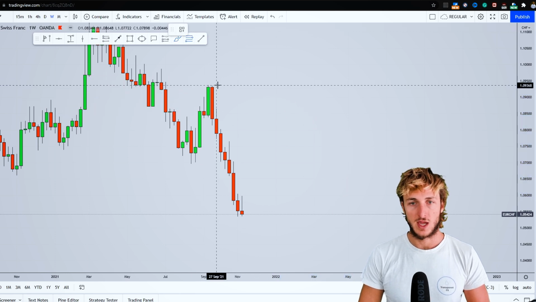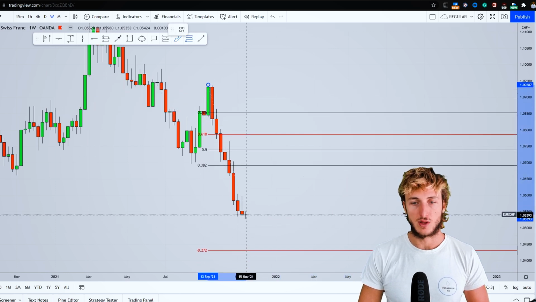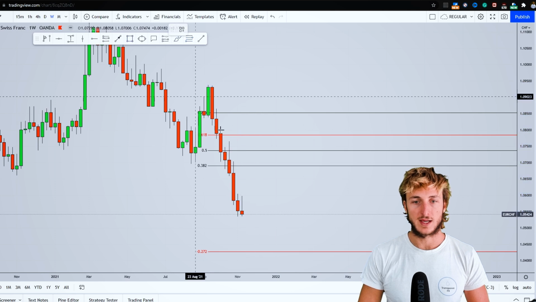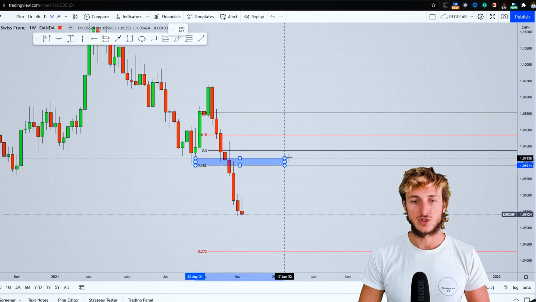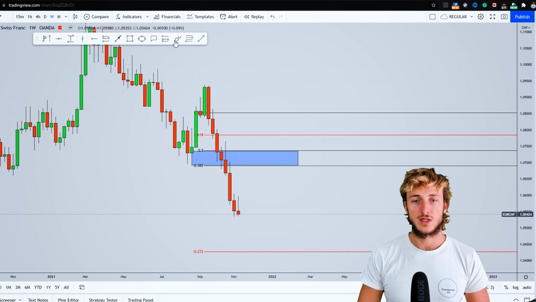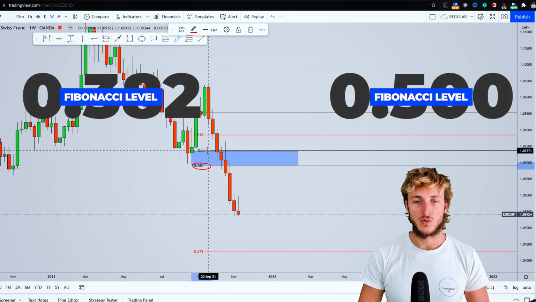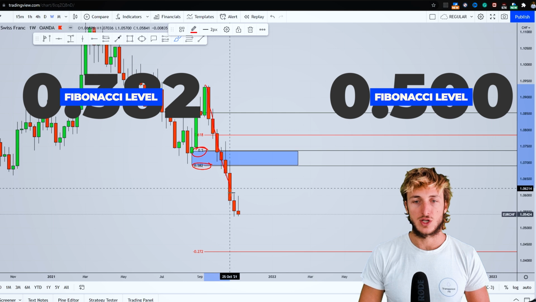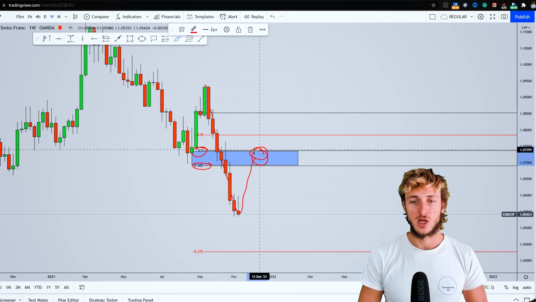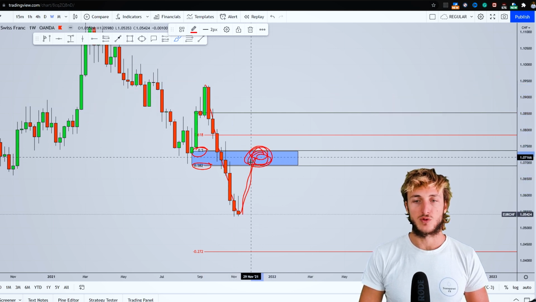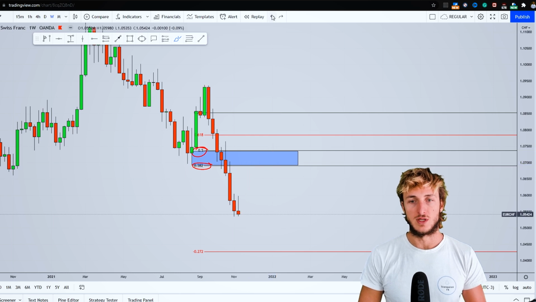So in this case, if we take our Fibonacci from the high to the low of this weekly impulse, what we expect is for the market to provide a correction here at least to the zone that is in between this 0.32 and 50% of the Fibonacci taken on this weekly impulse. So what we expect here is for the market to provide a correction at least to this area.